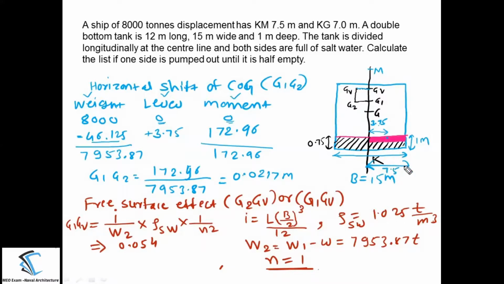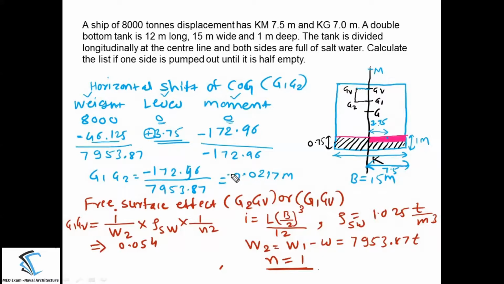So from the starboard side we are removing the mass or the cargo we are pumping out. The width of the starboard side is 7.5 meter, so half of that will be 3.75 meters. So that we are writing here. I am taking plus sign towards the starboard side for the lever. So the moment coming here because of the weight is minus 46.125 into 3.75, and you will get this sign as a minus here. So the total movement, the summation of the movement, will be minus 172.96.